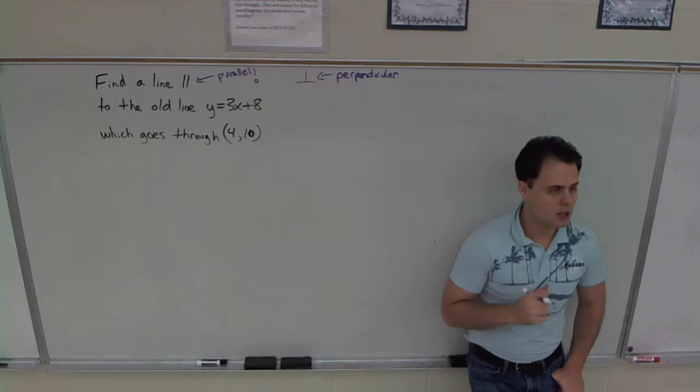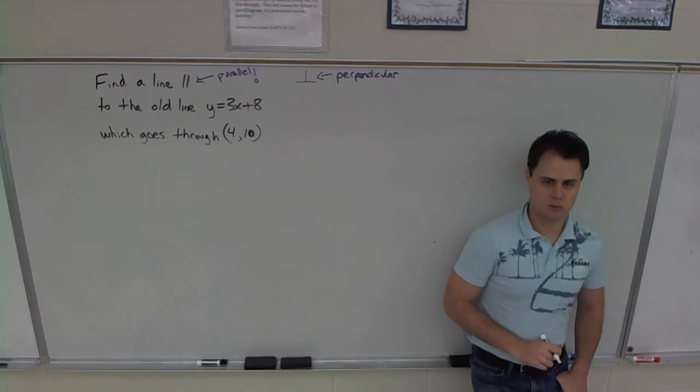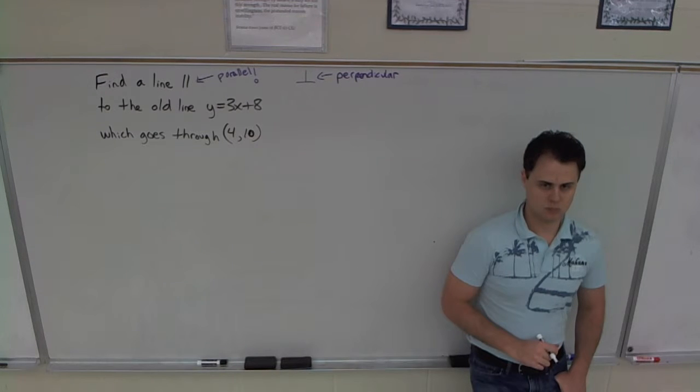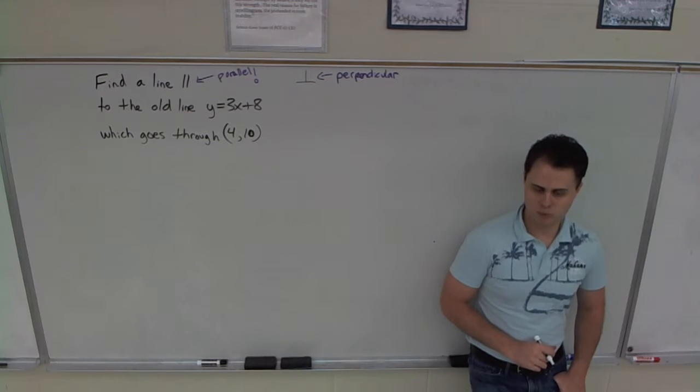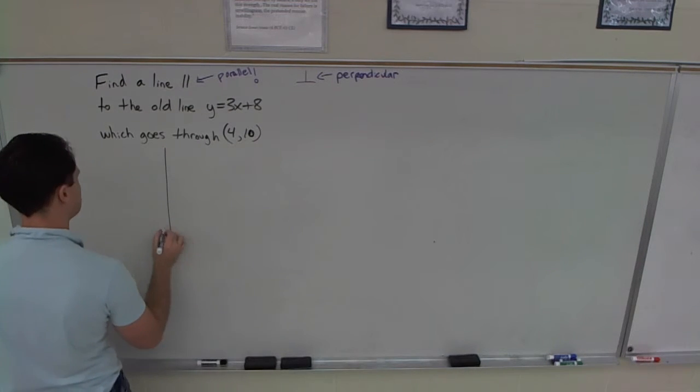The key here is that you realize you're creating a new line and there's already an old line that exists. So to make that extra clear, let's graph the old line first. All right, so the old line's 3x plus 8.